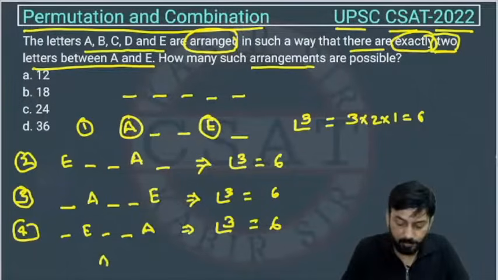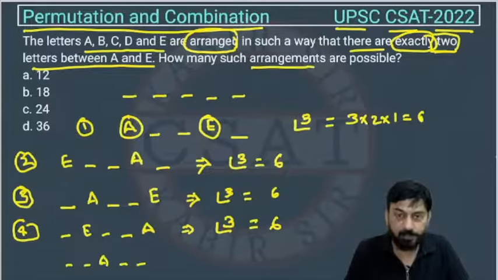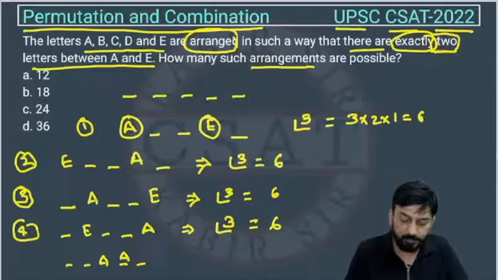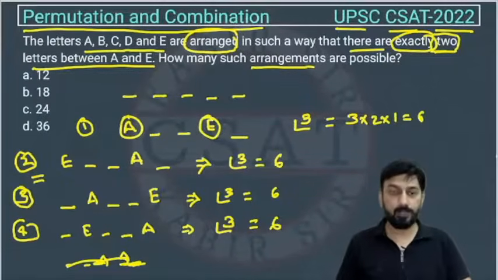Suppose I am putting A here, right? So these are two places, these are two places. E should come this side, but we have only 5 places, right? So we cannot arrange like this. And if we are putting A here, this we already considered in this. So these are the only possibilities, right? So we will add this.